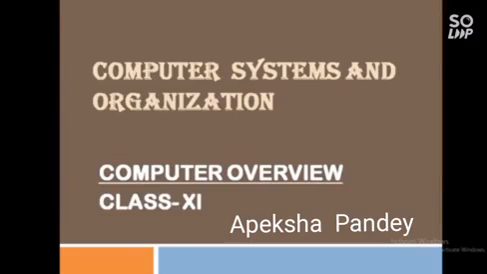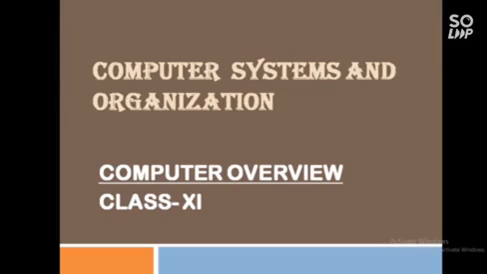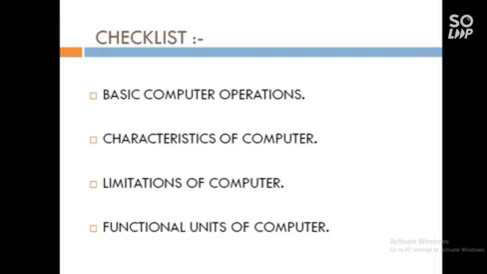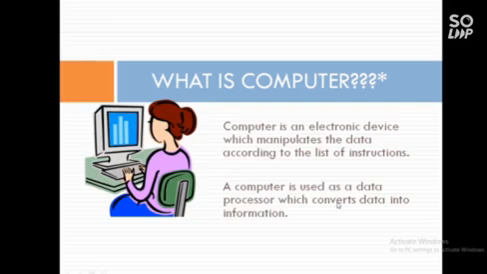Today we are going to study computer systems and organization. That is a topic. In this topic we are going to study a computer overview. Let's begin. This is your checklist of what we are going to study in this topic: basic computer operations, characteristics of computer, limitations of computer and functional units of computer.